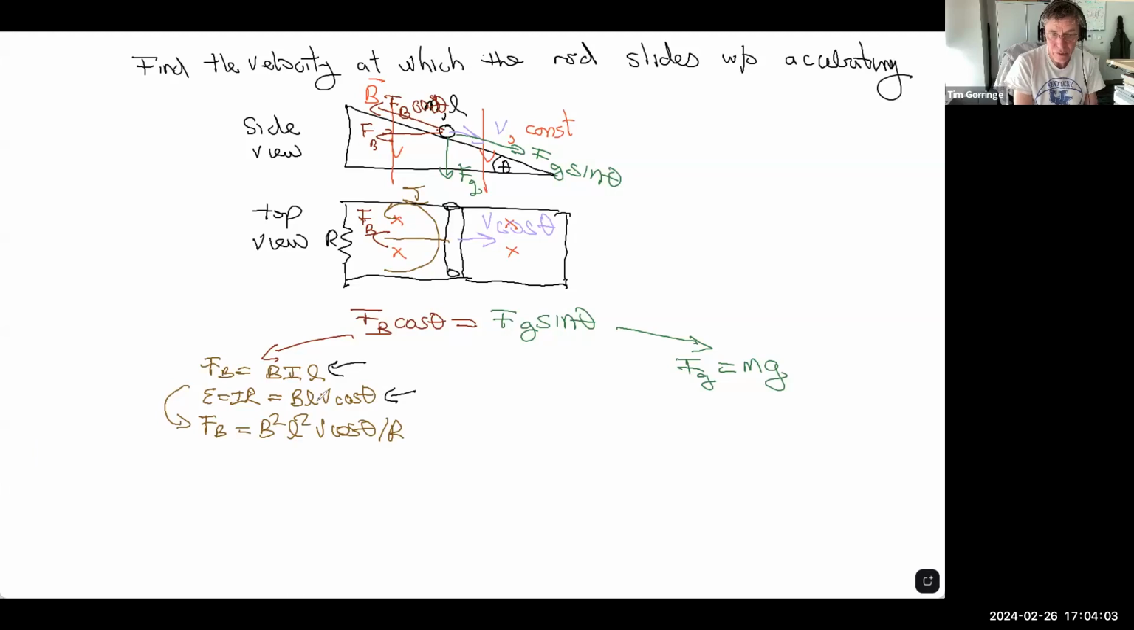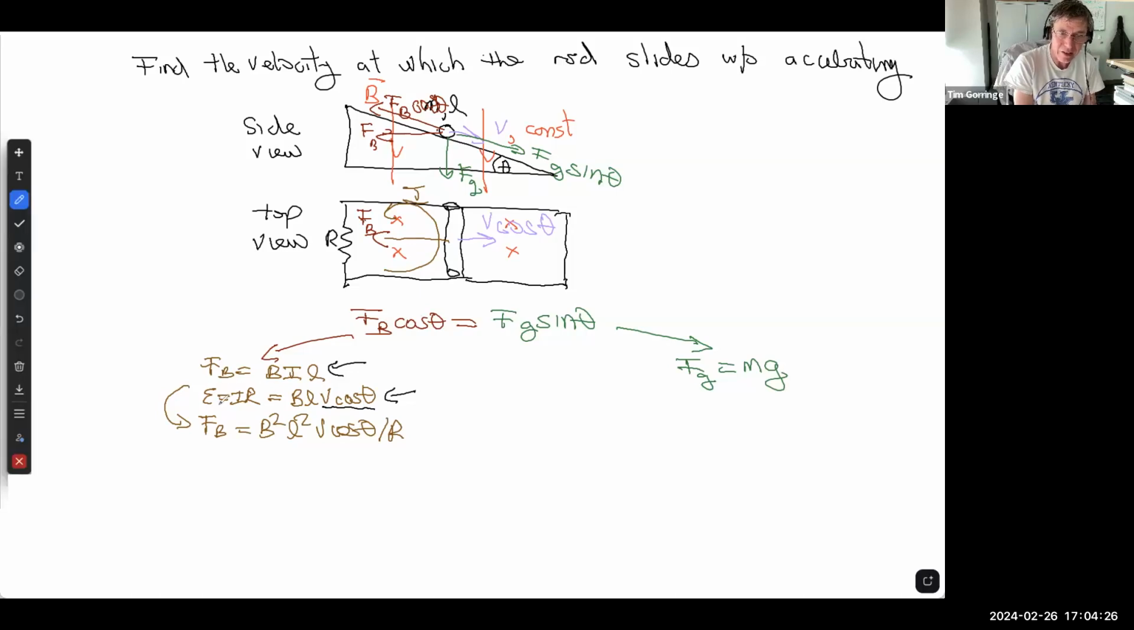Now, in this case, we have to be a little bit careful here. The motion of the rod perpendicular to the magnetic field is V cosine theta. It's not V, because some of this motion is also in the direction of the magnetic field. It's parallel to the magnetic field. So that's one little subtlety here.